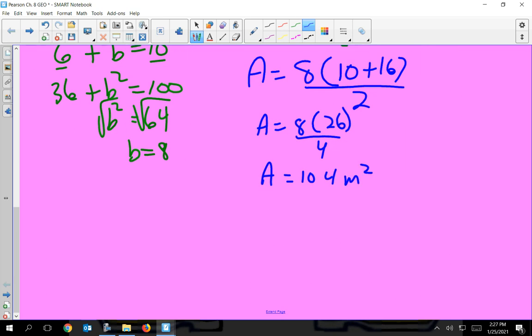Okay, so there you go. You get 104 meters squared as the area of that. Sorry about that, should be 2. Onward. Let's go.